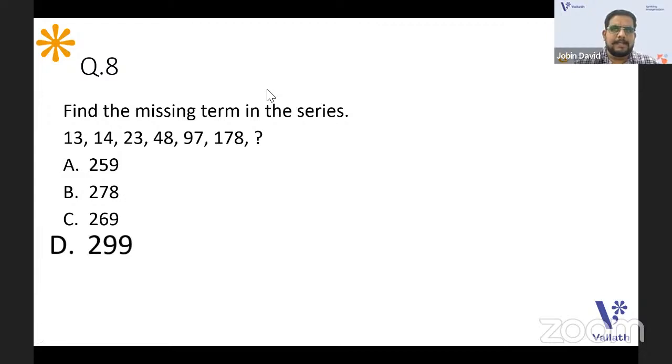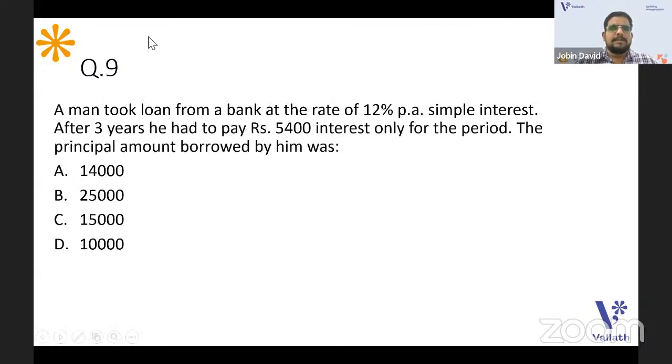That is why I'm telling you that you should know the square numbers minimum up to 25. When I teach in the class also, I tell the students you should be familiar with the squares up to 25, minimum. You should learn that, and also the cube numbers up to 15. It's very obvious that you should learn. Now, question number 9. It's a question related to simple interest. A man took a loan from a bank at the rate of 12% per annum.